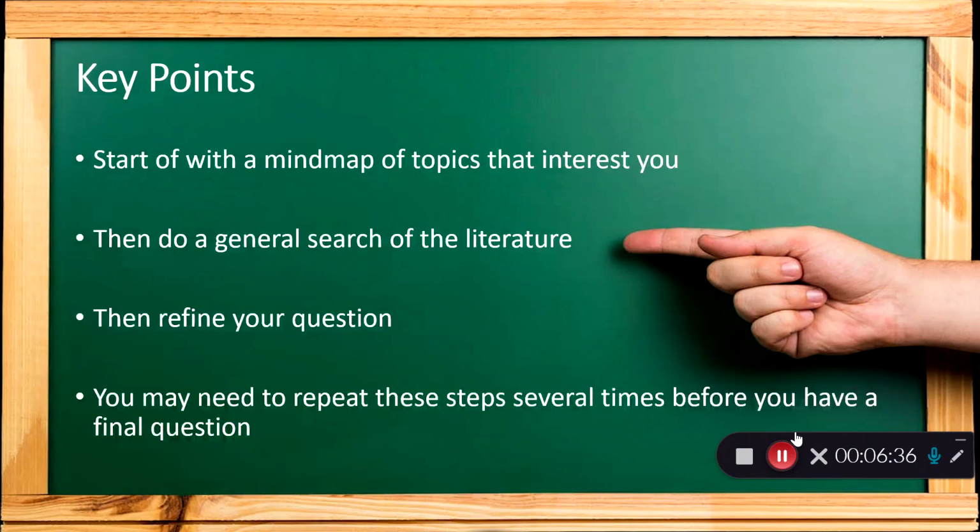So to sum up some key points, start off with a mind map of topics that interest you. Then do a general search of the literature, for example using Google Scholar or a library search page. Then go back and refine your question. And be aware you may need to repeat these steps several times before you have a final question. And it may be that your initial topic and your final question are very far apart, they're very different from each other. And that's really normal and expected in the research process. And in fact, it shows you're engaging with the literature.